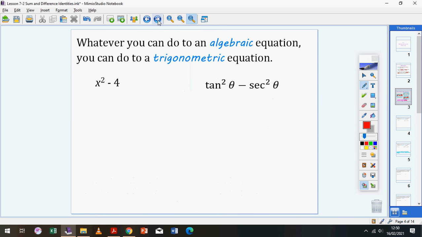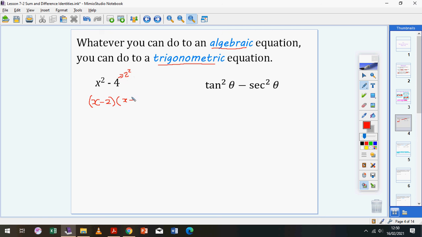So some things about these identities or formulas. This is just like the algebra, sorry. Whatever you can do to an algebraic equation, you can also do to a trig equation. So from this equation, I can see that this is a difference of squares. So this will become x minus 2, because 2 squared is 4. This 4 is basically the same thing as 2 squared. So it's the same as x minus 2 into x plus 2.